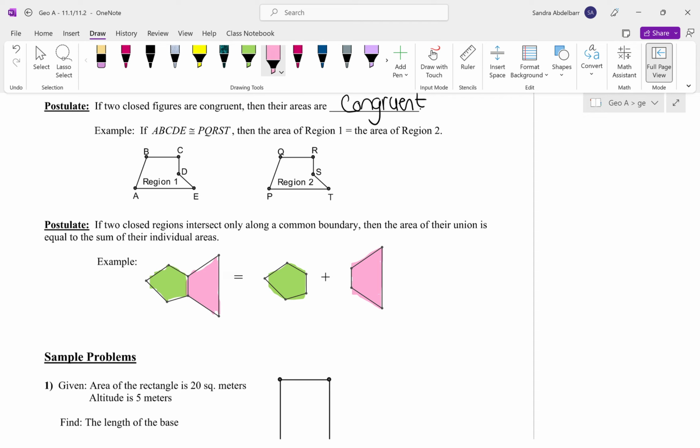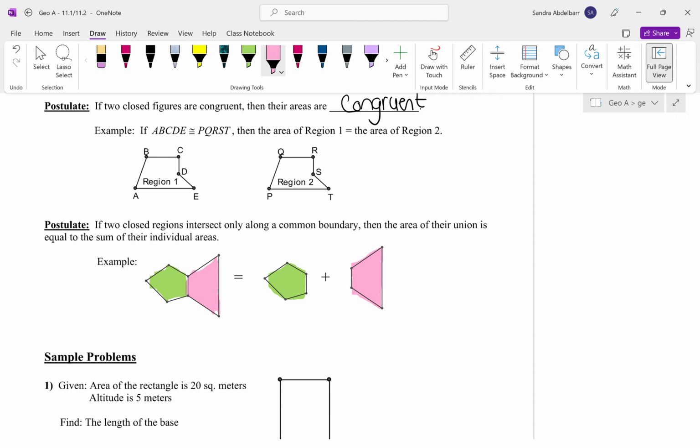Would that also work if I were finding the perimeter? Can I find the perimeter of the pentagon, then find the perimeter of the quadrilateral, and then just add those two perimeters up? No, why not? How come it works for area, but it doesn't work for perimeter? Oscar? Because there's sides overlapping.